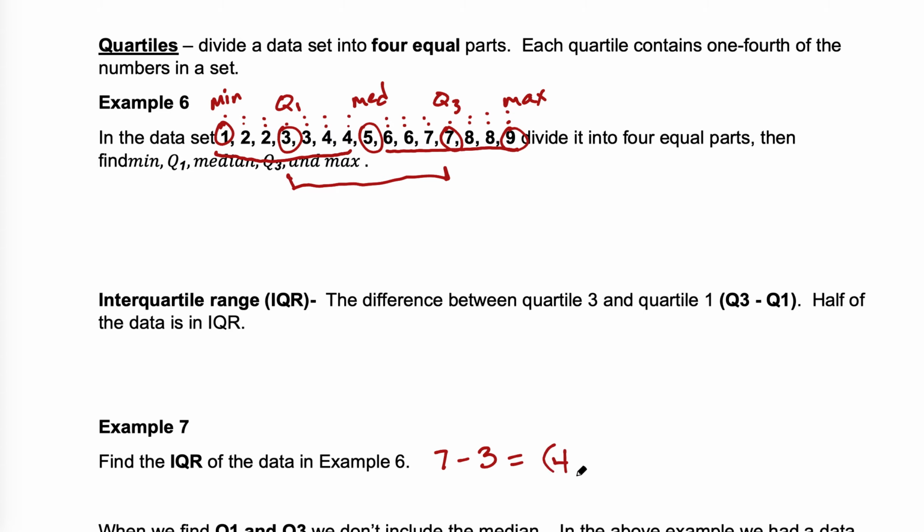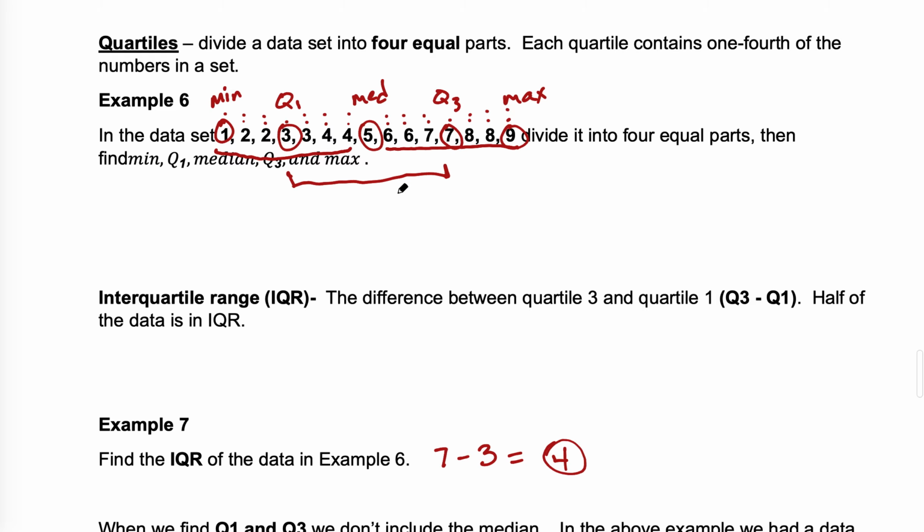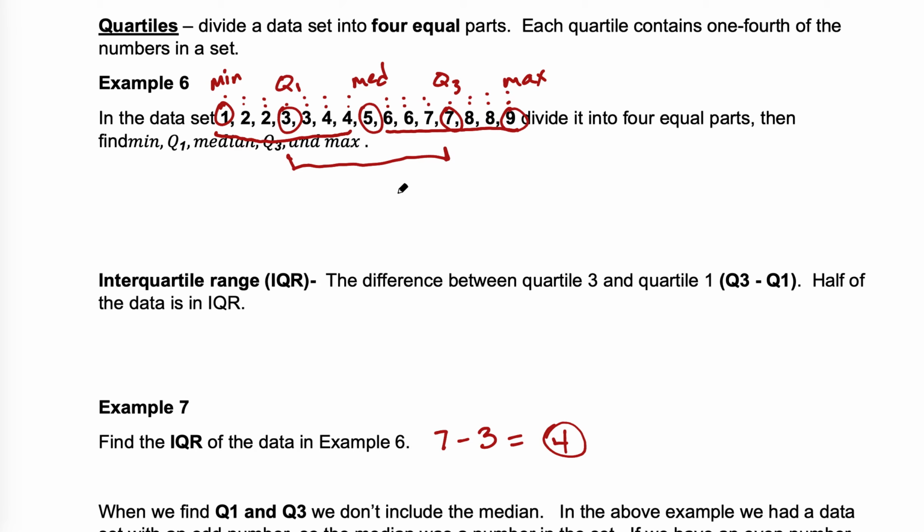And that just kind of tells you how dense the numbers are, I guess. Like if my inner quartile range was only 1 number, that would tell me that I have a whole bunch of numbers that are all pretty much exactly the same together.